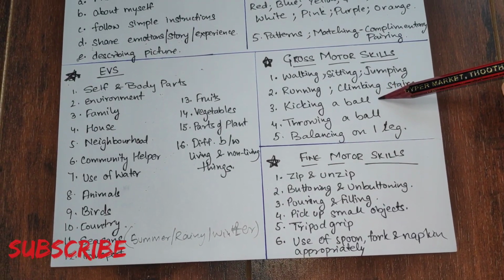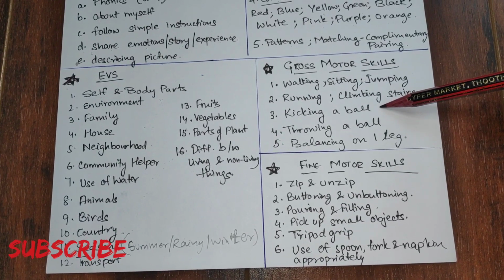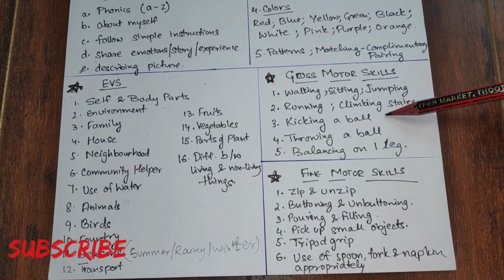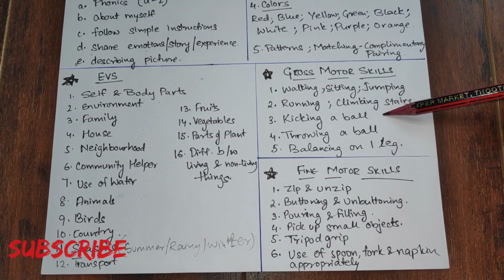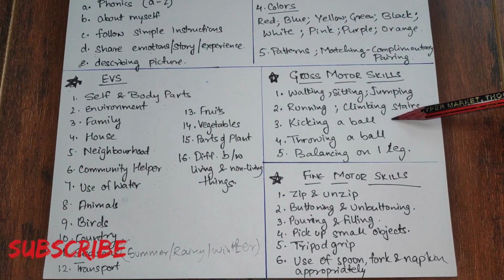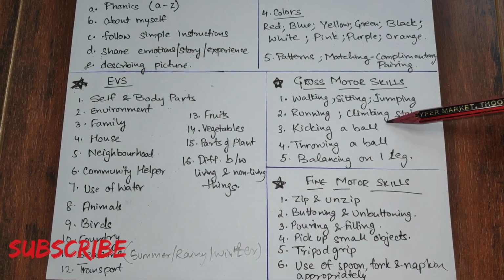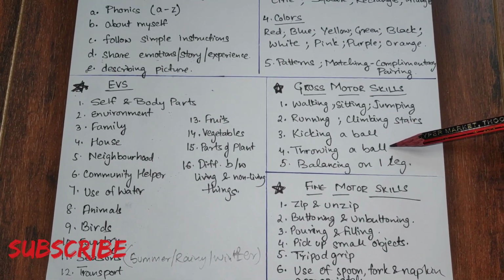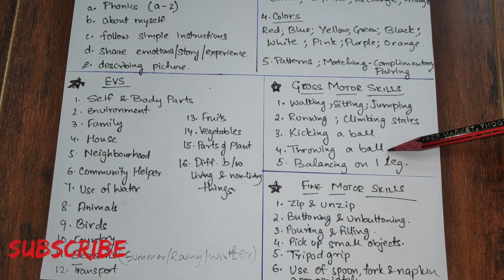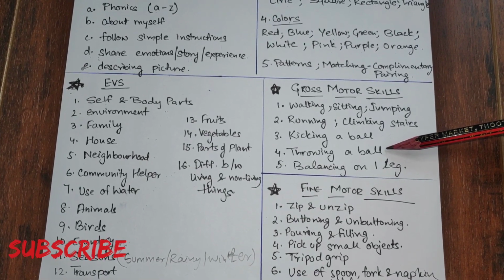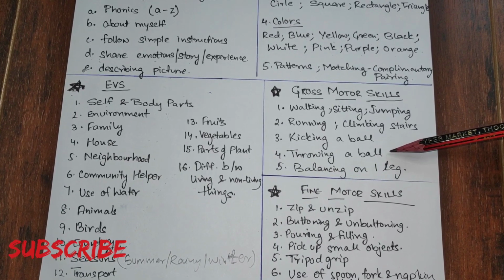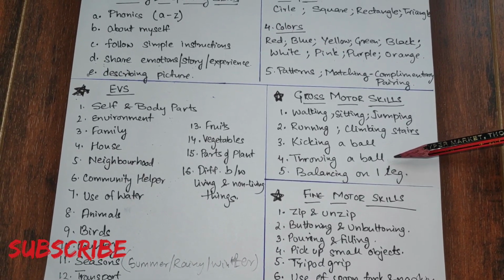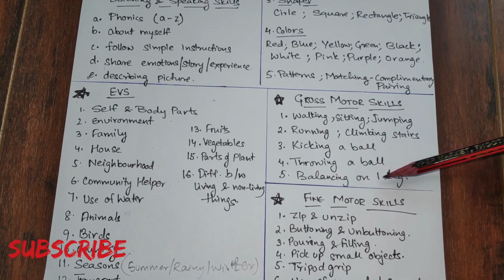Next comes kicking a ball. How are they kicking? Are they able to follow your instruction on how to kick the ball in a certain direction? Do they have proper balance in their legs when they are kicking the ball? The same goes for throwing a ball. Are they taking instruction? Are they following the instruction about where you are throwing the ball? Are they able to balance themselves when they are throwing a ball or catching a ball as well? Balancing on one leg.